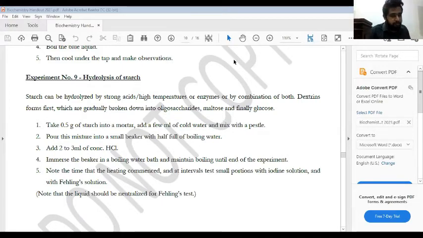Enzyme? Yes, you have learned in biochemistry that enzymes are more specific, and they are designed naturally to do specific biochemical reactions. So enzymatic hydrolysis is more effective than acid hydrolysis. Okay, then I will show you the video. This is a very basic experiment, and if you have any questions after that, you can raise them.